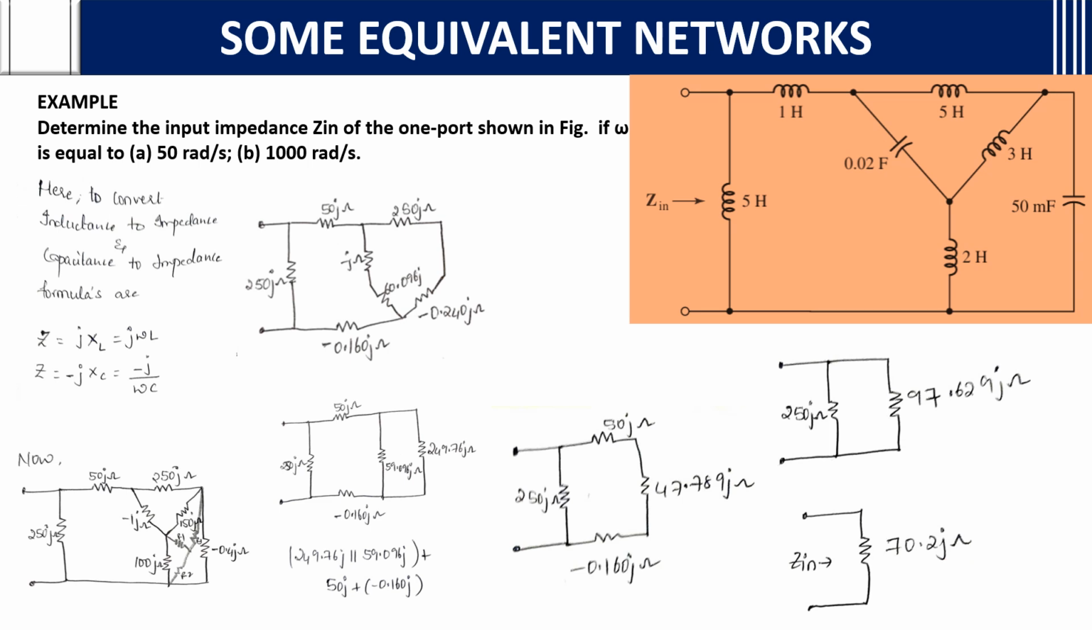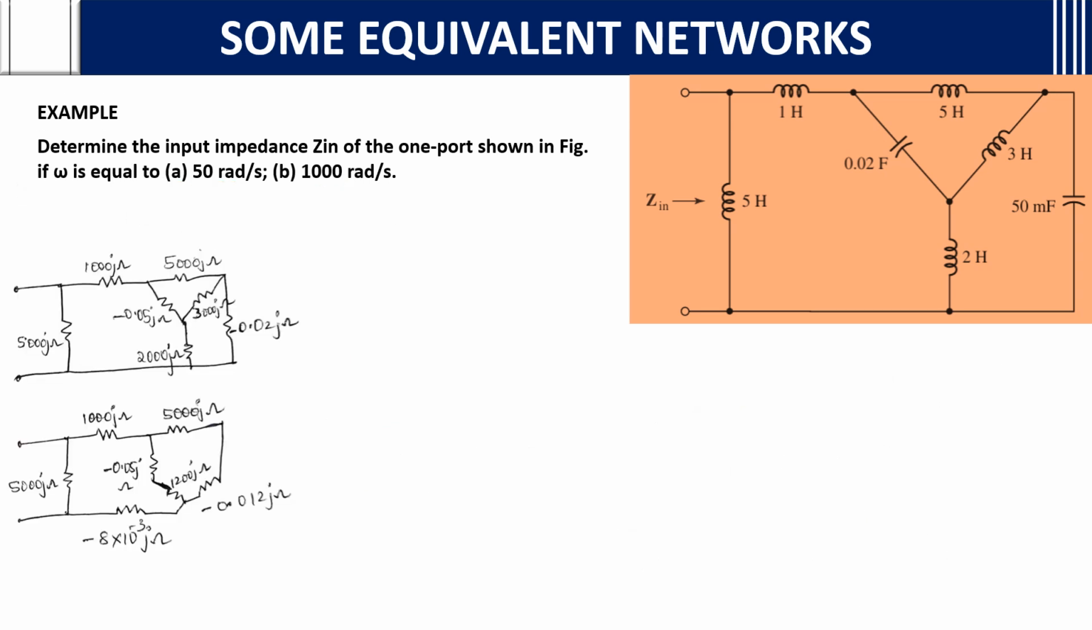Why? Because if you put the formula in the parallel equation, then you will get 70.2 J ohms. Now we have seen for 50 radians. Now next we will see for 1000, in a similar way. For 1000, what happens? If you see, this is JXL, no? J into XL, nothing but omega L. Omega is 1000 into 5, nothing but JXL. For the inductor, J into omega L, J into omega is 1000 into L is 5.